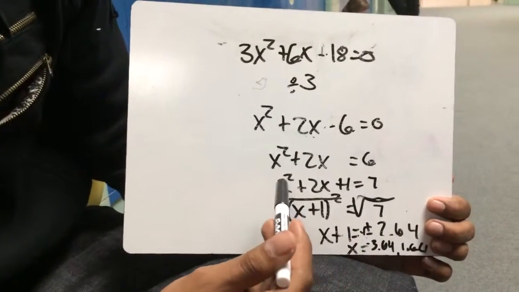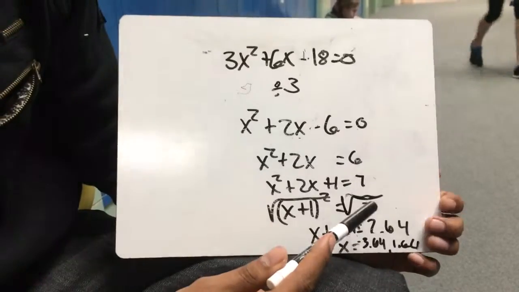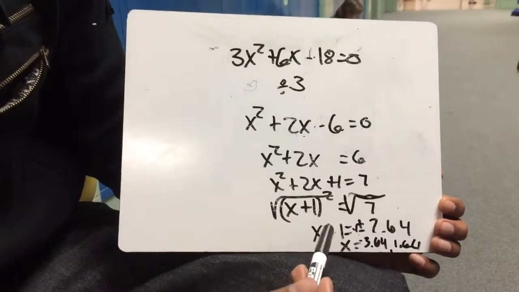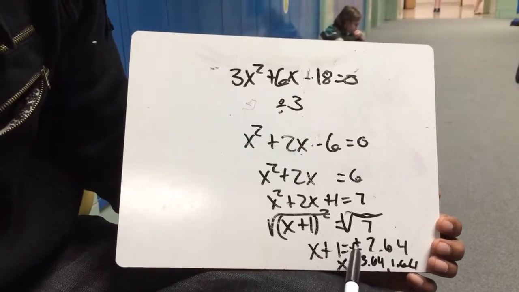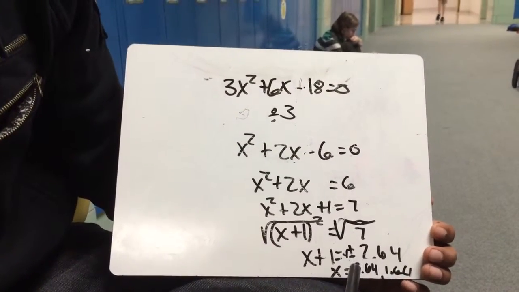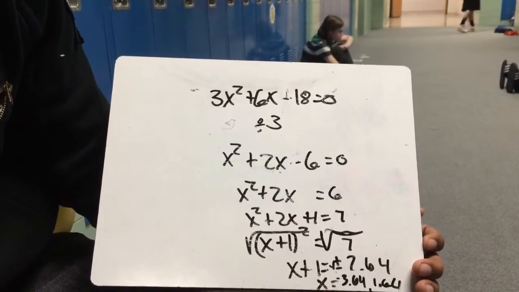Okay? Then you got to find the square root of x plus 1 squared, which is x plus 1, and the square root of 7, which is 2.64. Okay? Then you subtract 1 from both sides, so you get negative 1 plus or minus 2.64. And when you solve that, it's 3.64 and 1.64.